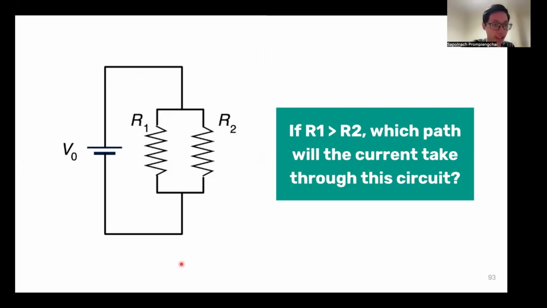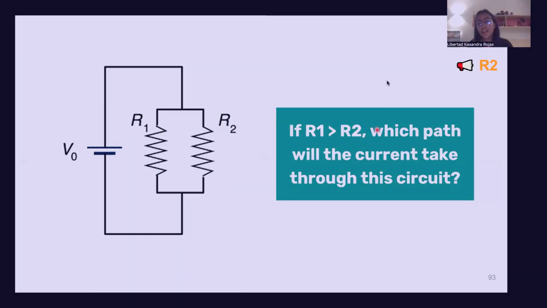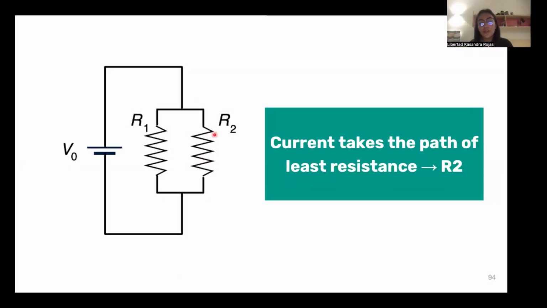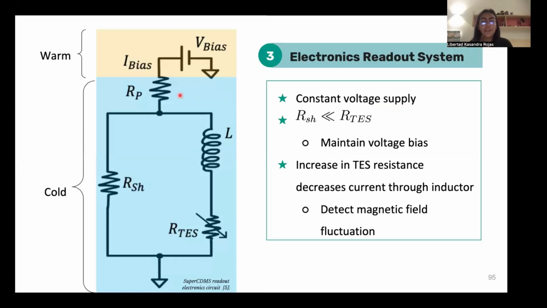Actually, just feel free to type in the chat for this one. Yeah, exactly, right? R2. So current is going to take the path of least resistance, right? So current is going to prefer to flow over R2 than R1 because it has a lower resistance, okay? Now, this is the same concept that we're going to apply here, okay?